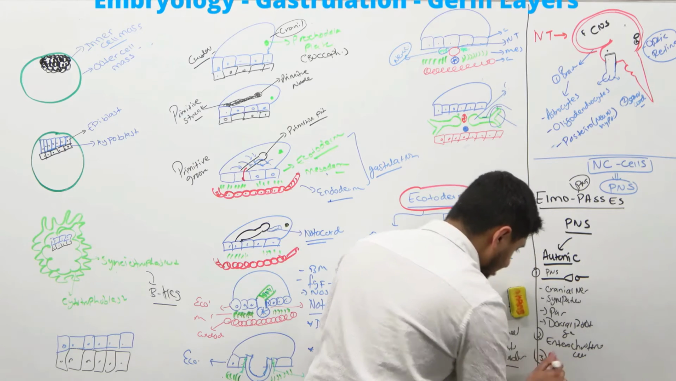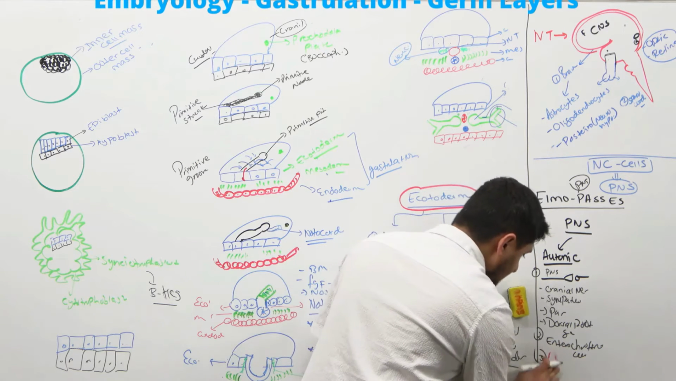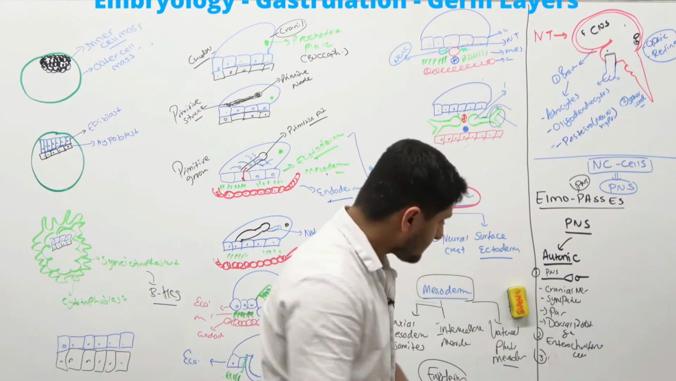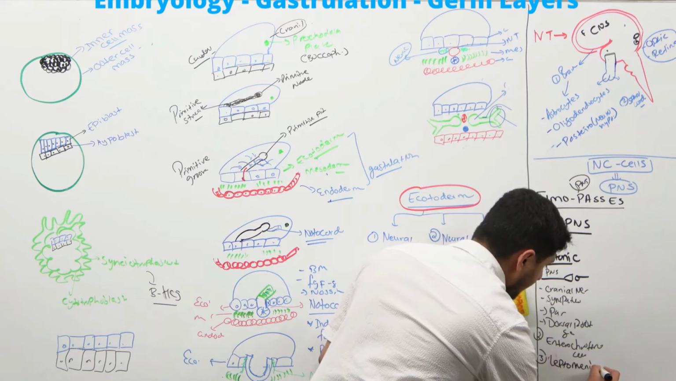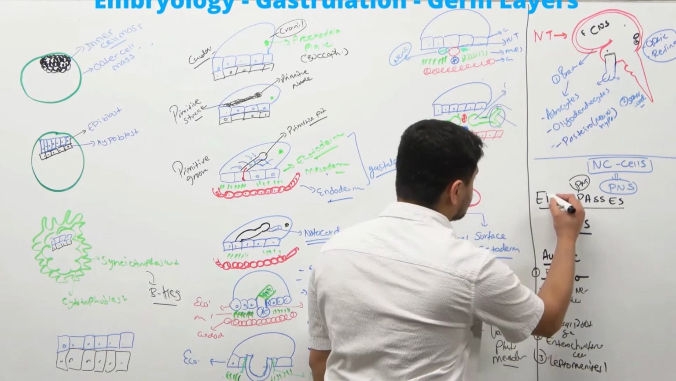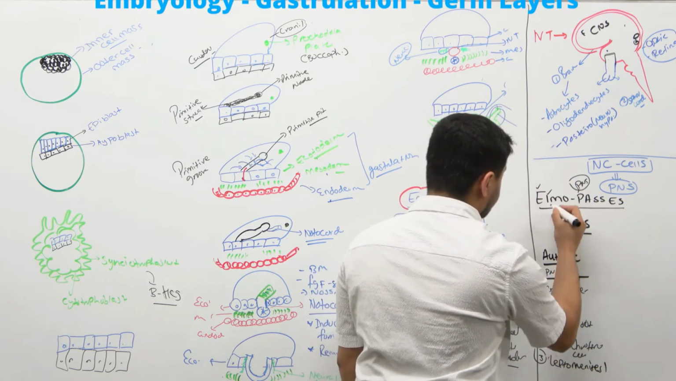Okay, let's just write it in black. And what are leptomeninges? They're nothing but the pia mater and then the arachnoid mater. That's why this L is referring to that.